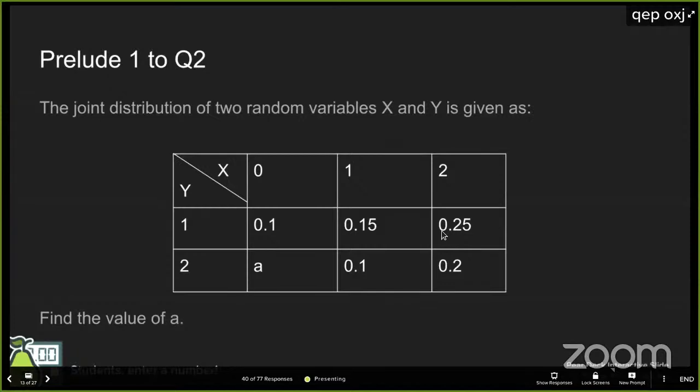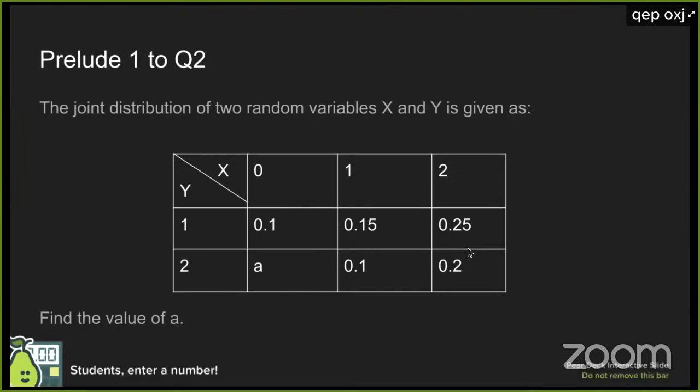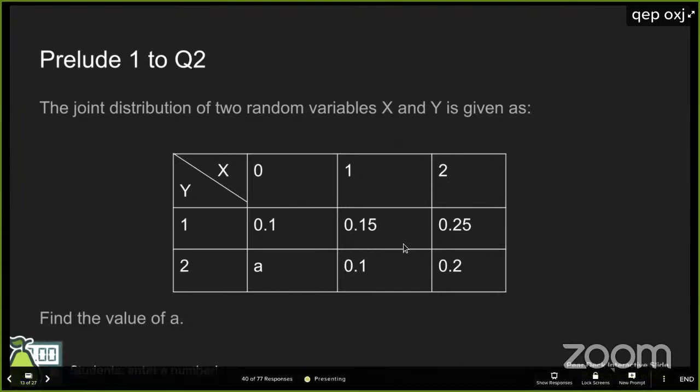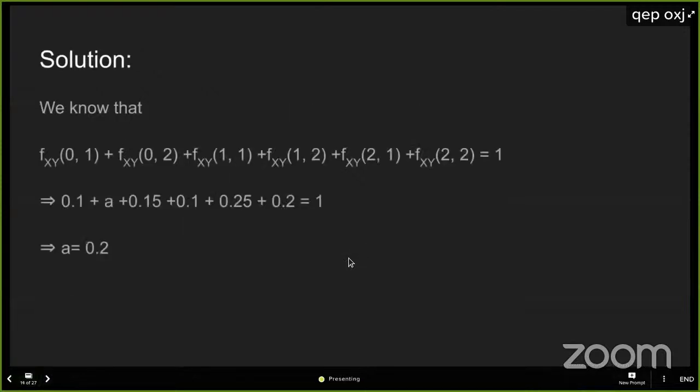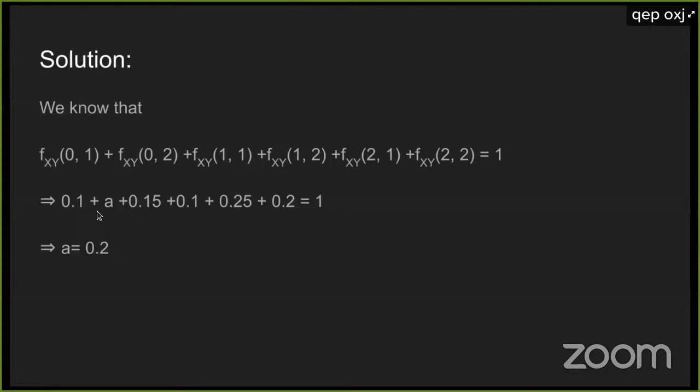One more thing we know from the PMF table is that the sum of all these joint probabilities equals 1. If you use that property, then the value of a will be 1 minus the sum of all these values, which is 0.2. If you add all these joint probability values, it should sum to 1, and from there I get the value of a as 0.2. Okay, if that is done, we'll move to the next question.